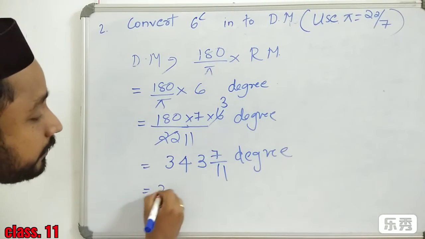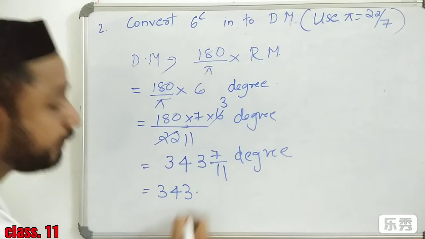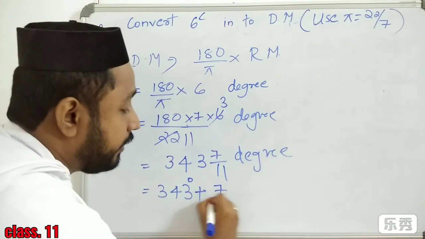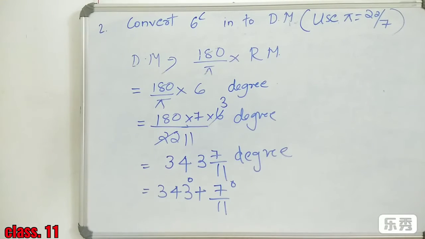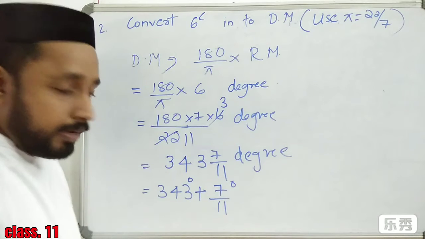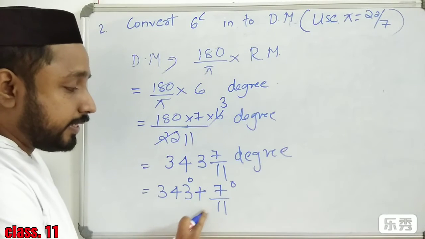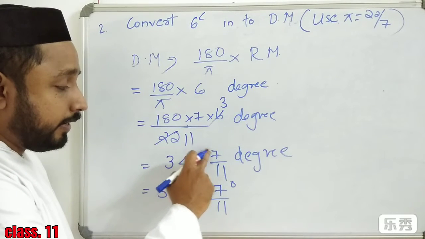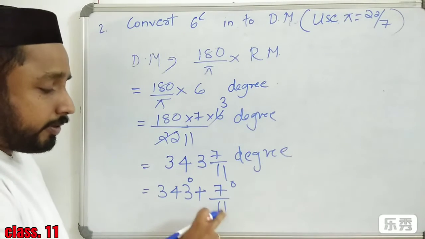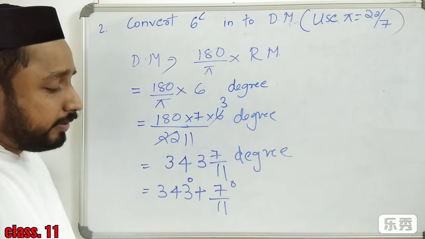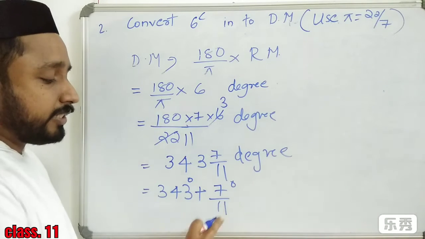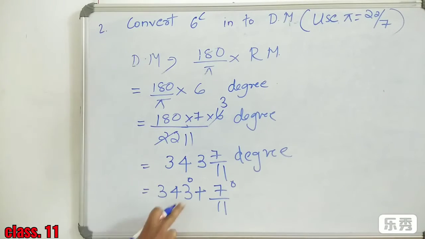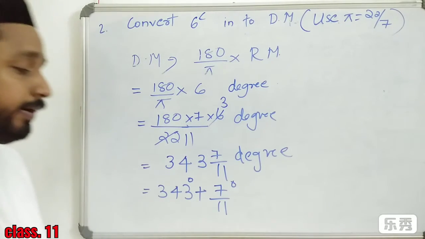So I am going to write 343, 7 by 11 means 343 degree plus 7 by 11 degree. Here 7 by 11 degree, we never use a degree in a fraction measure. You have to change this degree into minutes and seconds. So 343 degree plus 7 by 11 degree.